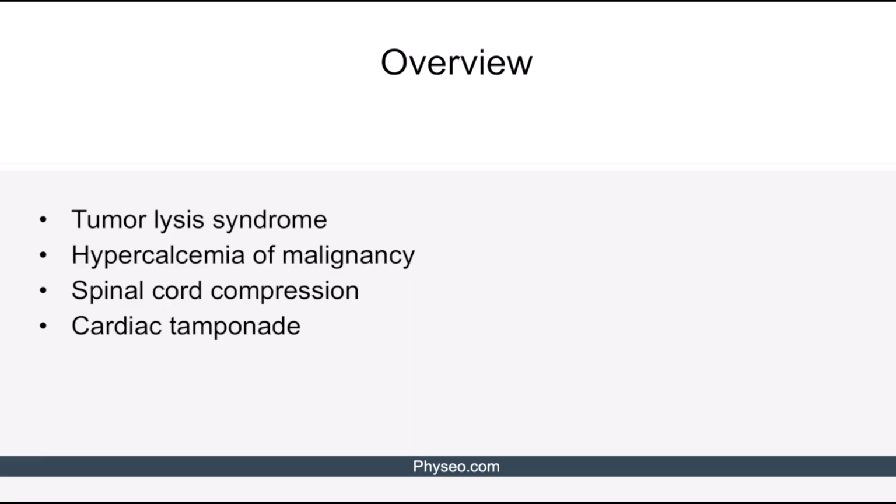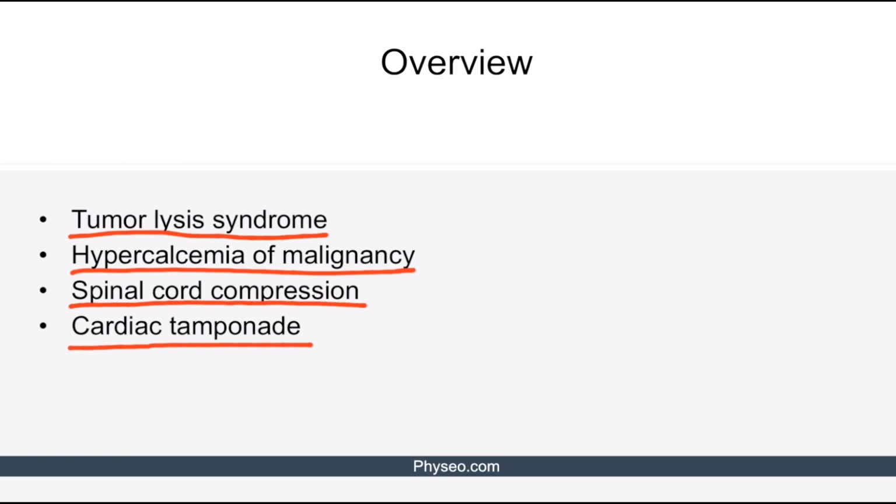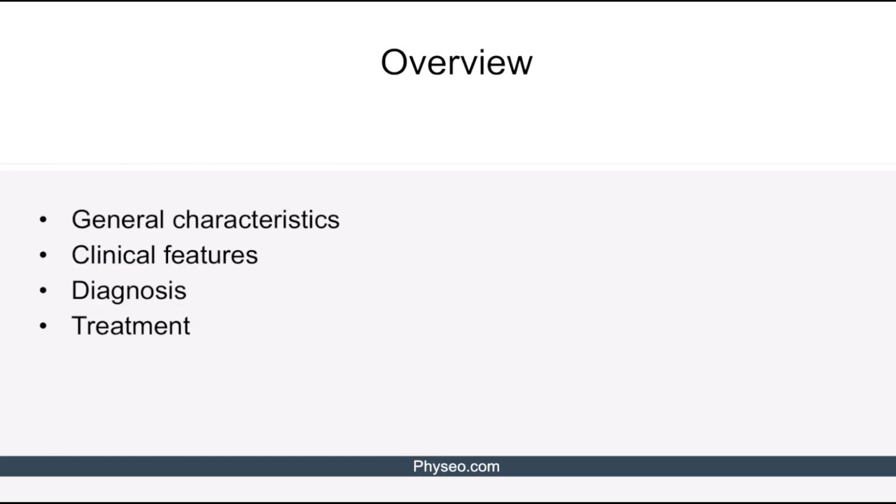Let's get started. In this lecture, we'll go over tumor lysis syndrome, hypercalcemia of malignancy, spinal cord compression, and cardiac tamponade. All of these can occur secondary to a malignancy, and they require immediate attention to prevent significant morbidity and even prevent death. And here's what we'll cover with each topic.